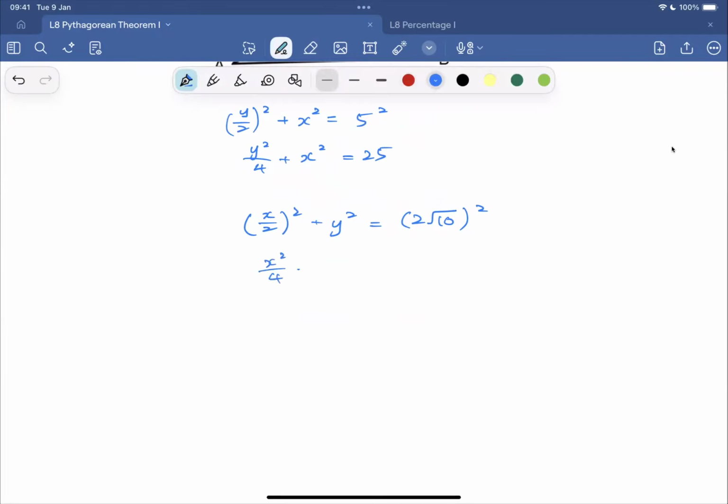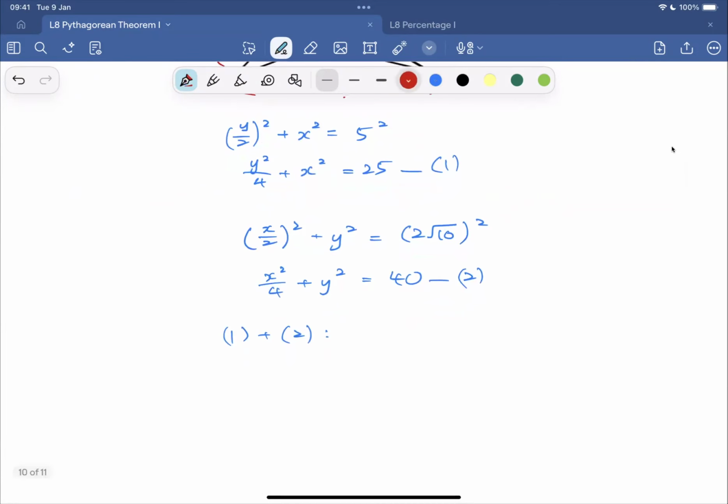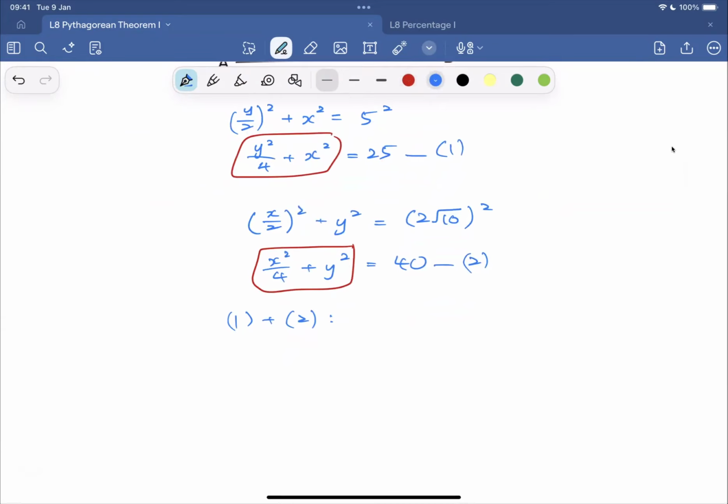So let's write it down: x squared over 4 plus y squared equals 40. Done. Let's call this equation 1, call this equation 2, and we take equation 1 plus equation 2. What will happen if you add them together? X squared over 4 plus x squared is like 1x squared plus 1/4 x squared. What will you get? You get 5 over 4, right? So we'll end up with 5 over 4 x squared plus 5 over 4 y squared equals 40 plus 25.